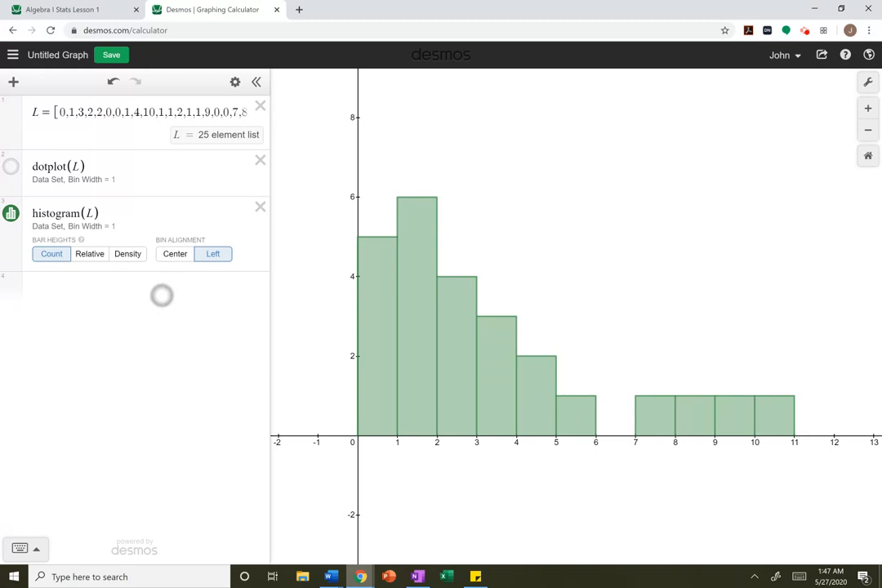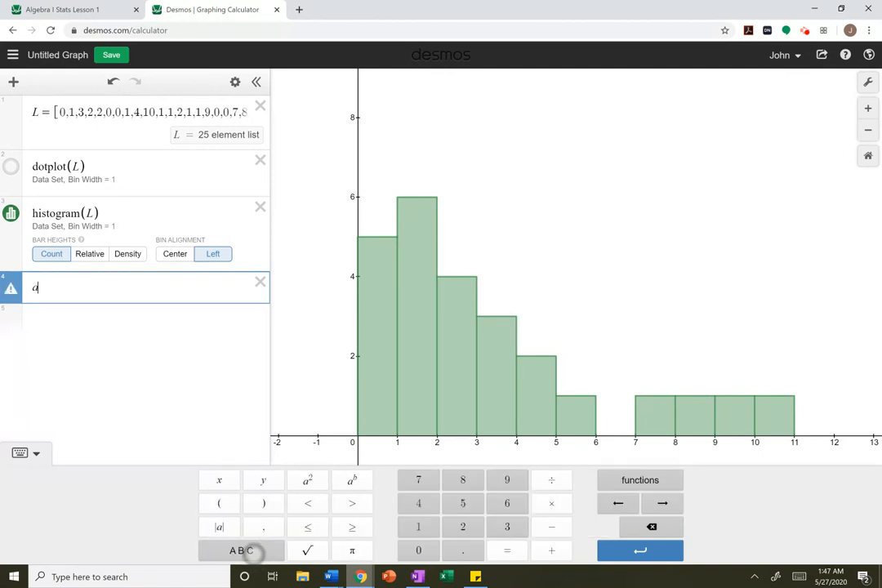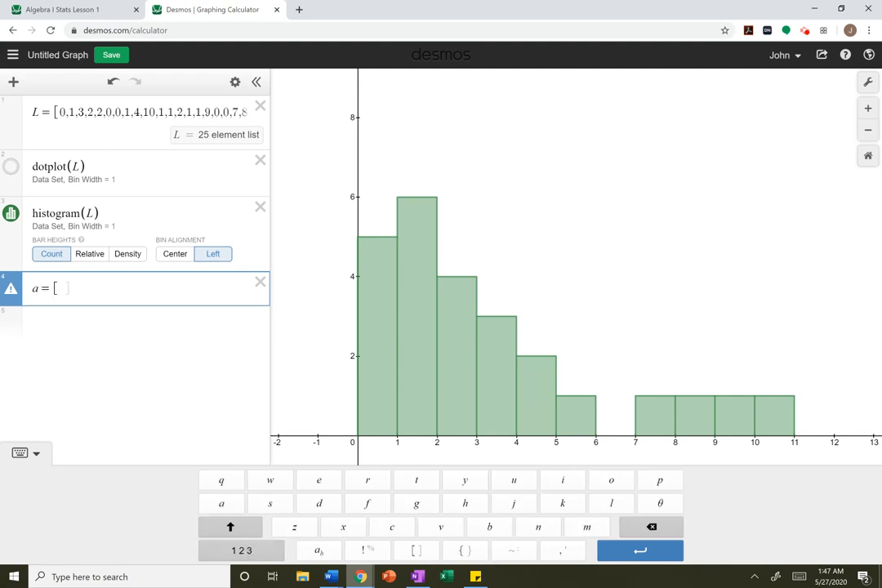So how do I make a list in Desmos? I go there and I have to give it a name. You can call it whatever. A equals. What does A equal? Square brackets, and then you type in all the numbers. That's going to be important for the rest of the lessons in this week.